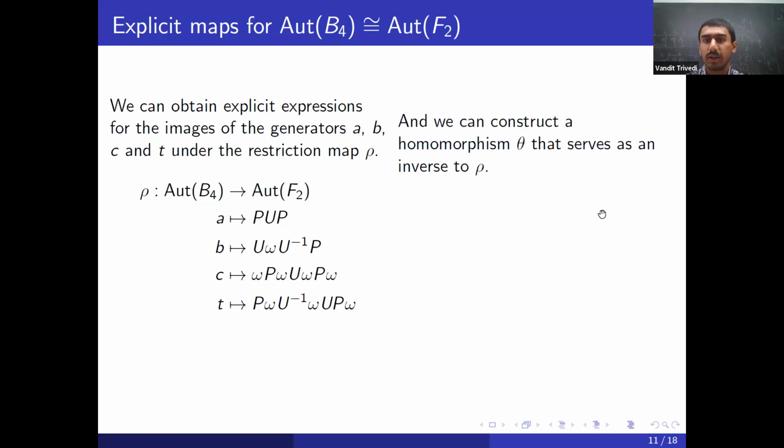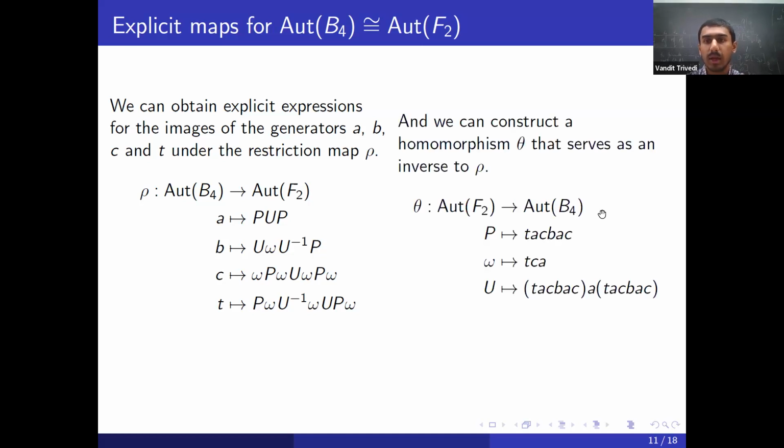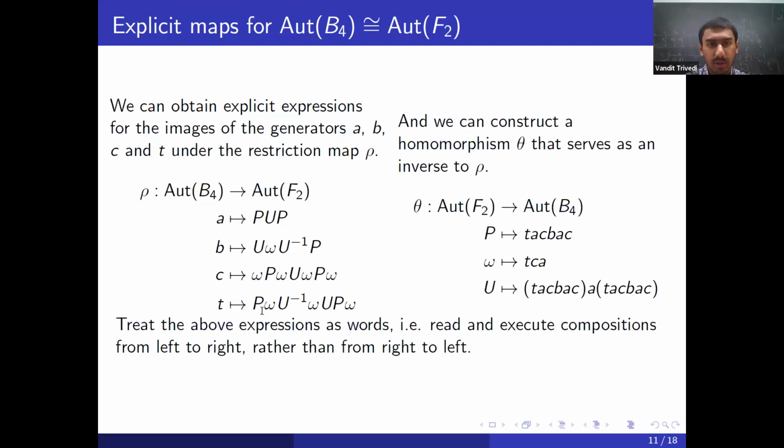And we can construct an inverse to this homomorphism, and that's what we would get for the inverse. So you can verify that the relations hold and that they are actually inverses. And exactly the same thing. Oh, and I should mention, these images are obviously automorphisms of F2 or of B4, but treat them as words. So they're compositions, but compose them from left to right rather than the usual right to left.